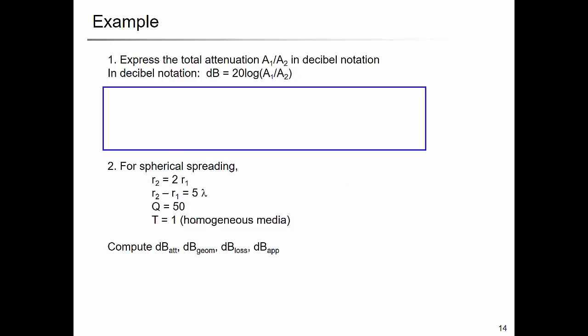So then let's do some calculation. Express the total attenuation A1 over A2 in decibel notation. The decibel notation is defined as 20 times log A1 over A2. And you can derive the total decibel attenuation in terms of geometric spreading, material intrinsic loss, and the apparent attenuation. Let me show the final equation first.